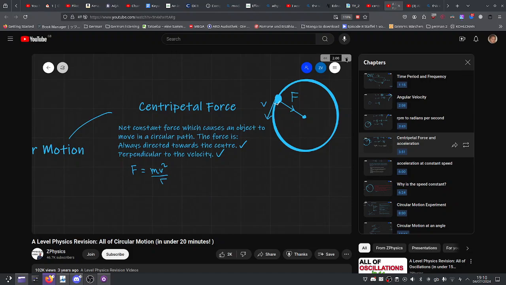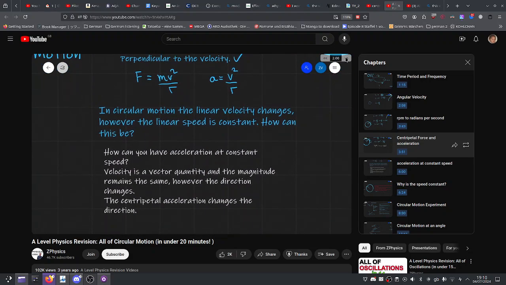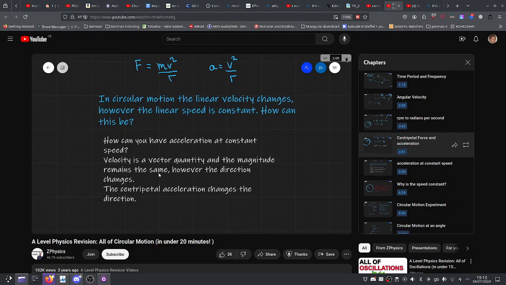Now, from that equation, we can entail that there is a centripetal acceleration which is towards the center of rotation, and that centripetal acceleration is given by the formula of v squared divided by r. Okay, next one. Now, in circular motion, the linear velocity changes, however, the linear speed is constant. How can this be? Remember, you can have acceleration at constant speed because velocity is a vector quantity, and only the magnitude, i.e. the speed, remains the same. However, the direction is constantly changing. So the centripetal acceleration changes the direction of motion only.